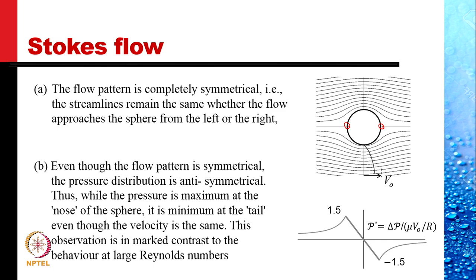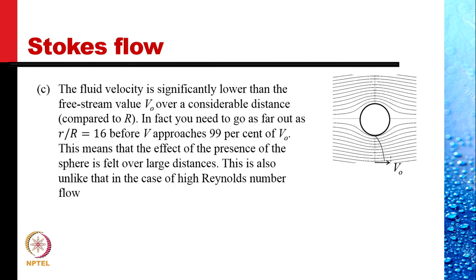This observation is also in marked contrast to the behavior at large Reynolds number flow. Bernoulli equation does not apply. Even though the velocities are the same at 2 points, the pressures are entirely different. The fluid velocity is significantly lower than the free stream value V naught over a considerable distance from the shoulder.